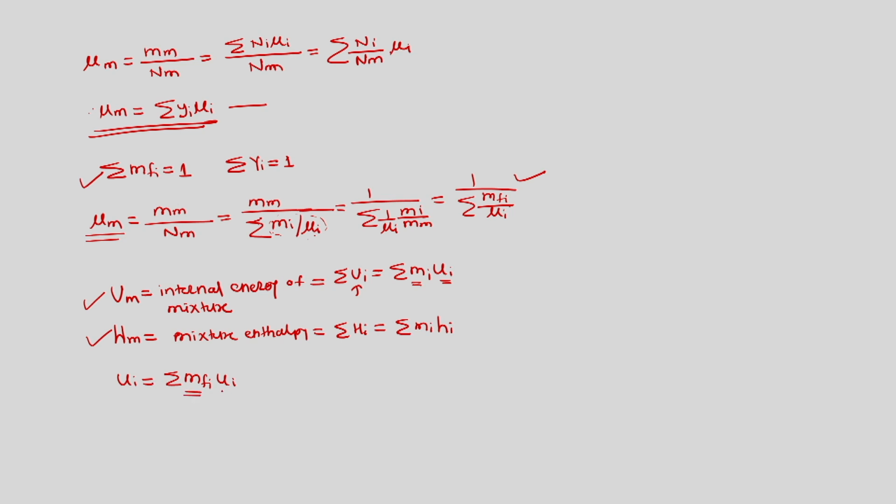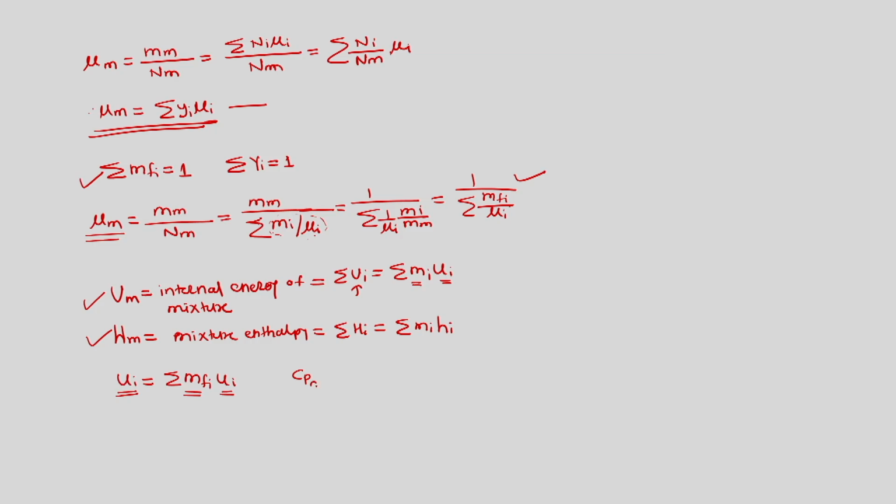So mass fraction into the internal energy of one species, summed over all species, will give us the specific internal energy of the mixture. Similarly, we should also find Cp, the specific heat at constant pressure, and Cv, the specific heat at constant volume, for the mixture using the formulas Mfi Cpi and Mfi Cvi. So this is how we should be able to find all the mixture properties.